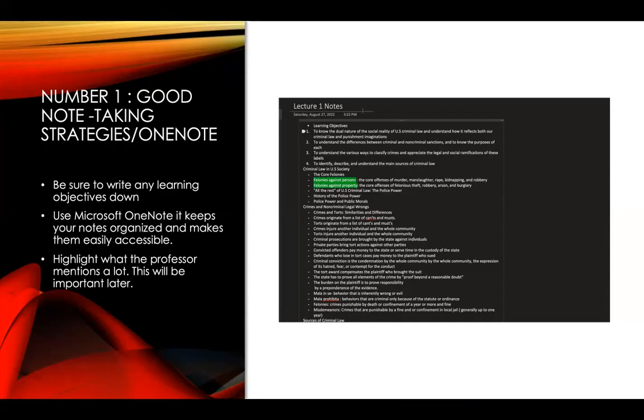In this slide, I inserted a page from my Microsoft OneNote notebook. This was for criminal justice, I believe 501 with Professor Glumick. And she's also a really good professor for those who are looking to be lawyers. So for this one, I highlighted felonies against persons and felonies against property because that was something she mentioned a lot within the lecture. And as you can see, I also wrote down my learning objectives and just took very thorough notes that helped me be successful in her course.